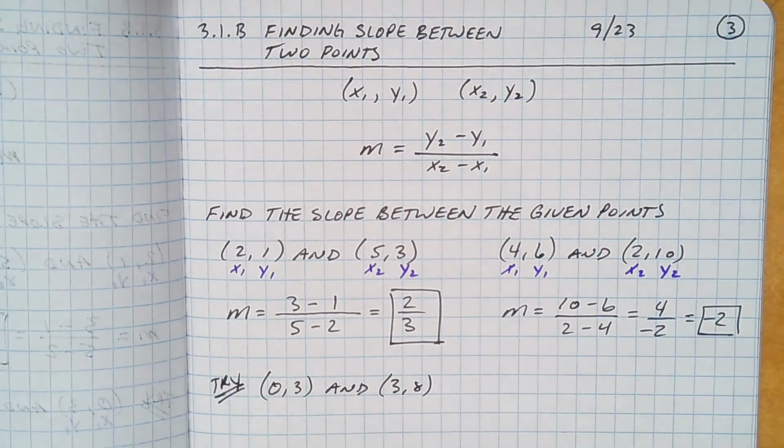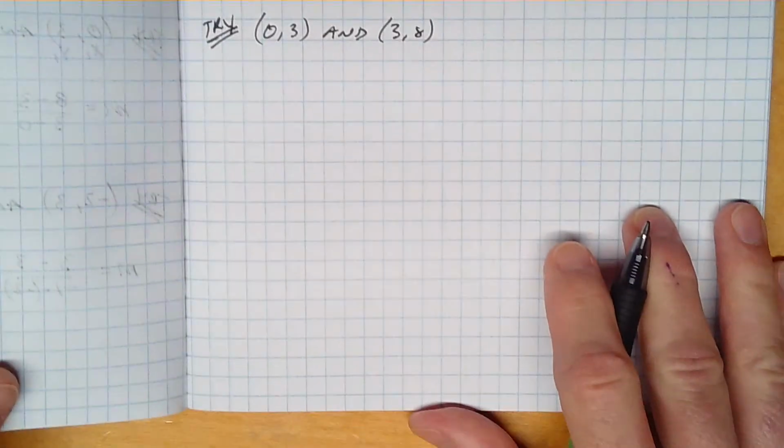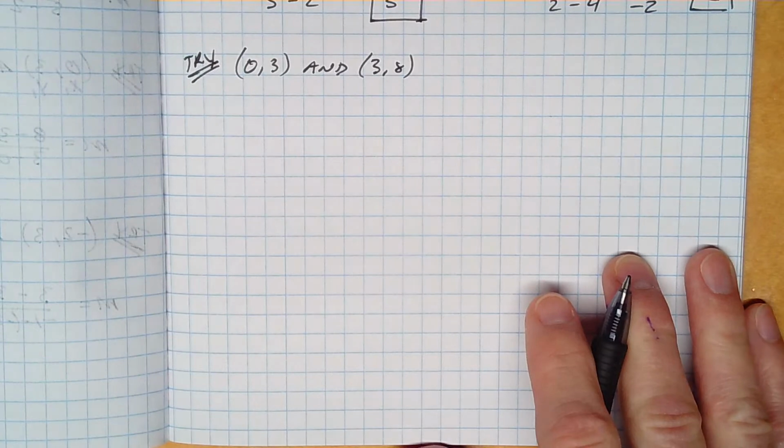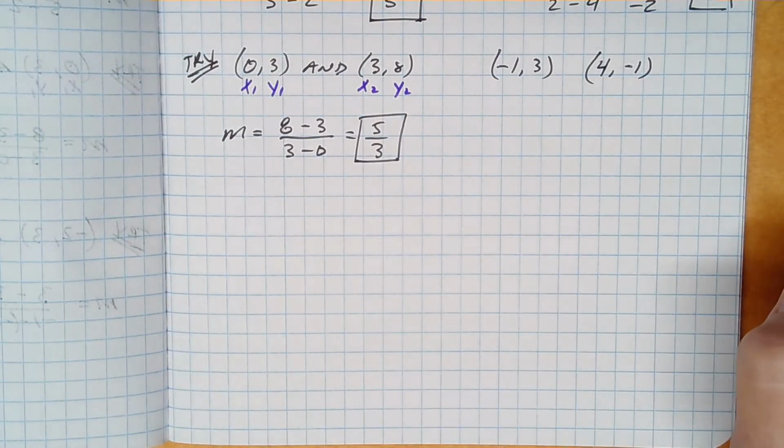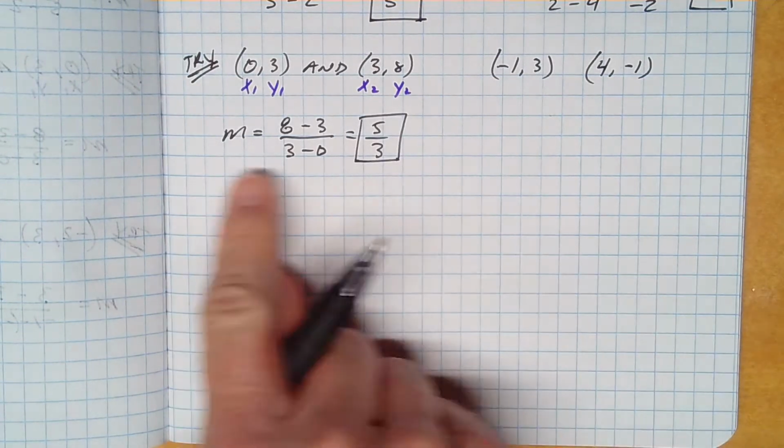Next, I'm going to have you try one. Let's try out 0, 3, 3, 8. All right, we should have got 5/3 on that one, and this is why.